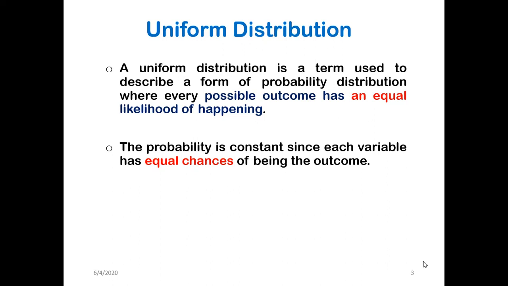So if the probability is 0.5, it will be 0.5 throughout, whichever observation you pick from your population. If the probability is 0.6, then it will be 0.6 throughout the total sample or the population of your interest. Now, such events which have equal likelihood of happening form a distribution which is known as a uniform distribution.